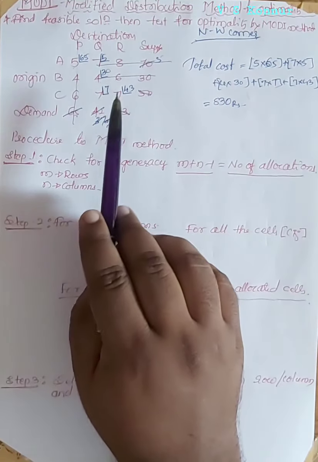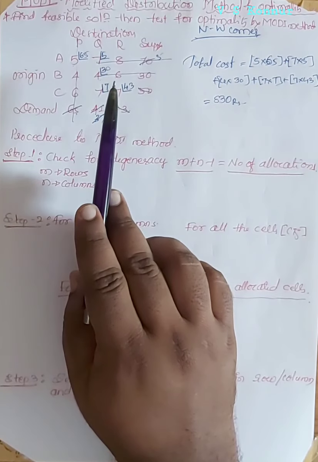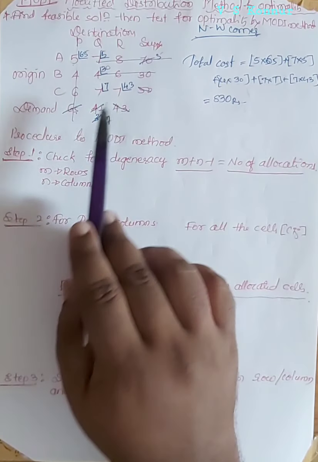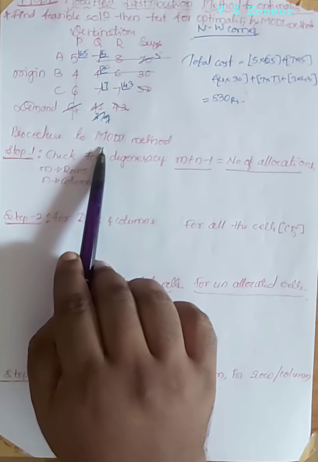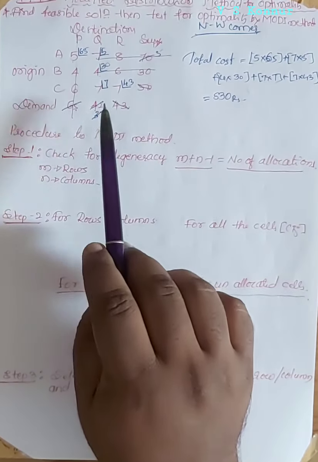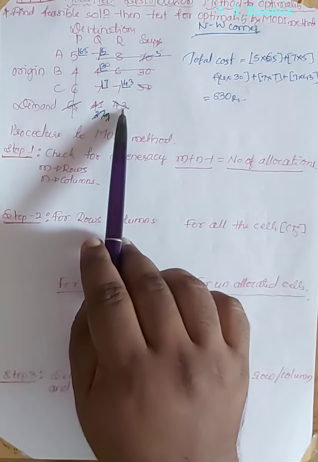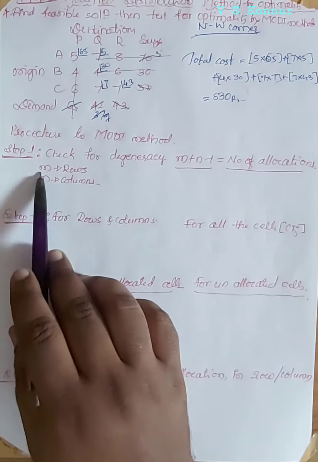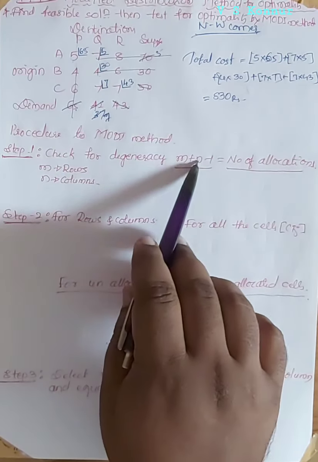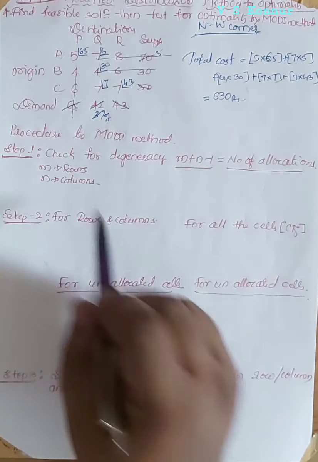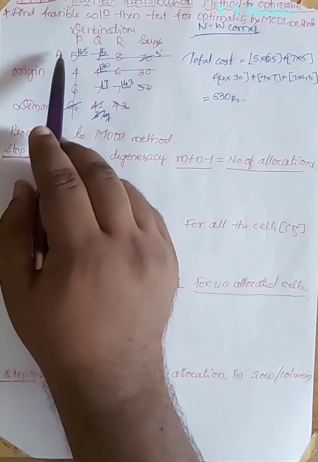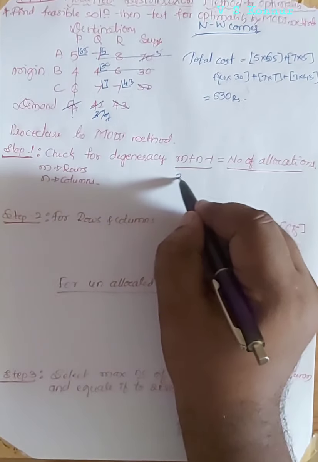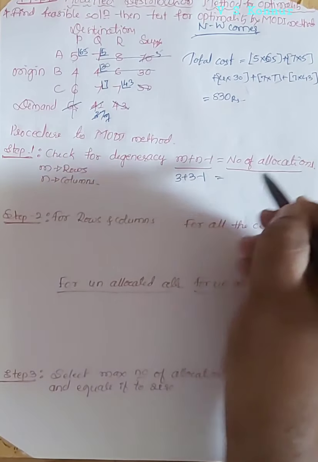Now after allocation, whether this allocation is correct or not will be checked using the Modi method, that is, the modified distribution method. It is used to check whether this feasible solution allocation is correct or not. For that, step 1, check for degeneracy. M plus n minus 1 is equal to the number of allocations. M is the number of rows, n is the number of columns. So it is having 3, 3. So 3 plus 3 minus 1 equals the number of allocations.